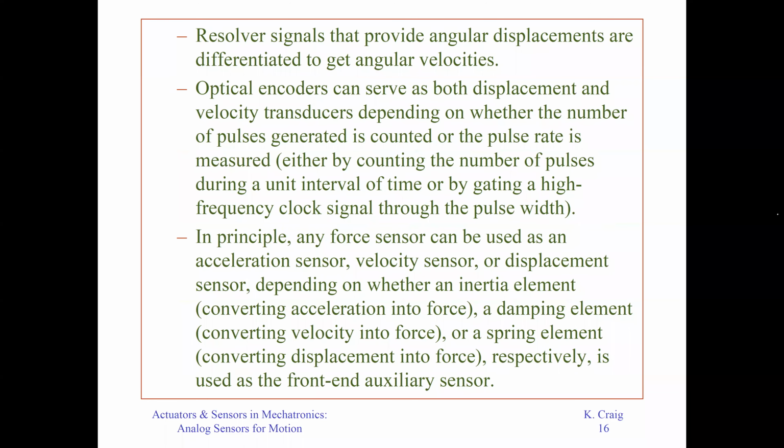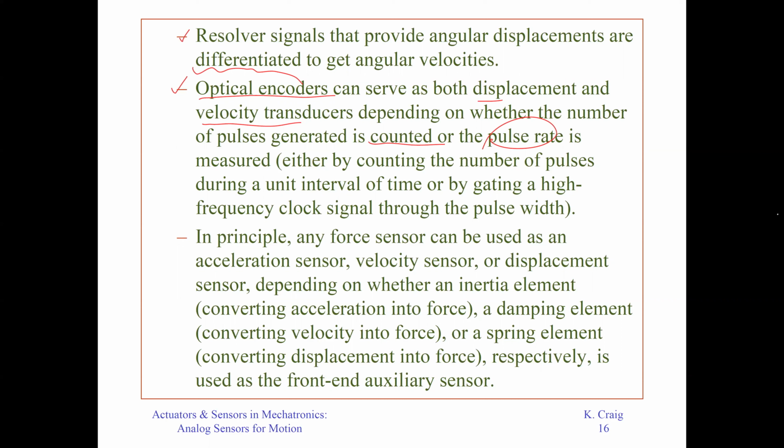Like an optical encoder, you can use it for displacement as well as velocity, depending on whether the number of pulses generated is counted or the pulse rate is counted, like how many pulses per unit time. So the same device can do two things. Like the resolver, we're going to talk about it, it provides angular displacement, and you differentiate to get angular velocity.